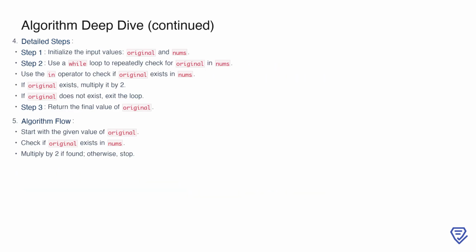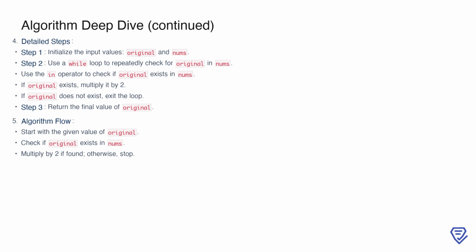Let's break the algorithm into detailed steps. First, we initialize the input values, original and nums. Then, we set up a while loop to repeatedly check if original exists in the list nums. To do this, we use the in operator, which tells us whether original is a member of the array. If it exists, we multiply original by 2 and continue the process. If it doesn't, we exit the loop. Finally, once the loop ends, we return the updated value of original.